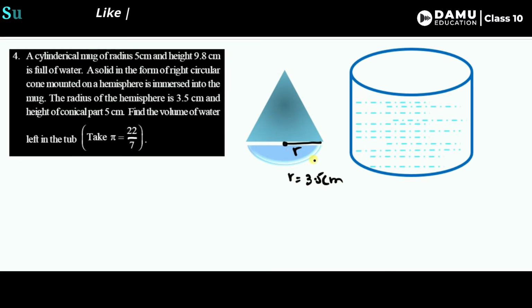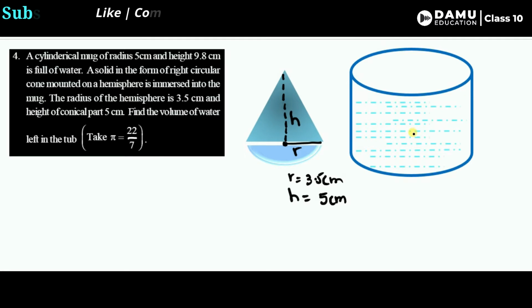Then the cone radius is also equal to 3.5 centimeter, and the height of the conical part, this is the height, the height of the cone will be equal to 5 centimeter. Then find the volume of water left in the tub. So this is the thing. Here pi is equal to 22 by 7, they are asking us to take.